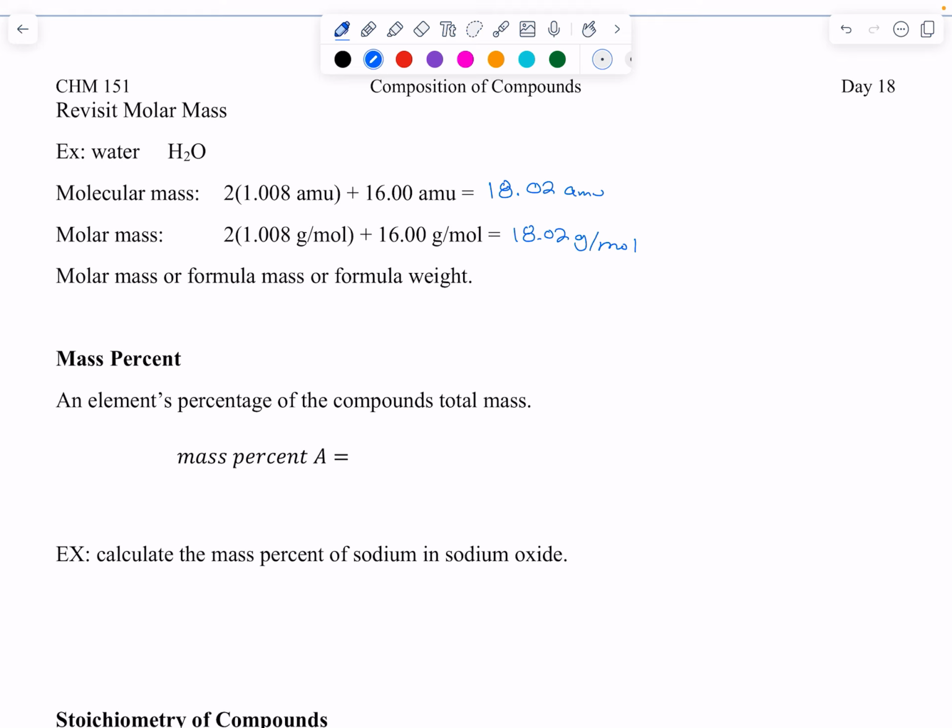And so we'll do mass percent. Again, because we count by weighing, right? We do count by weighing. Count by mass.